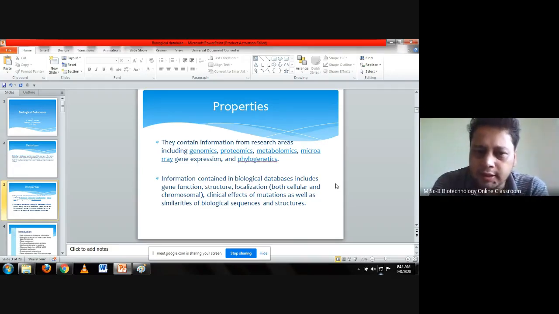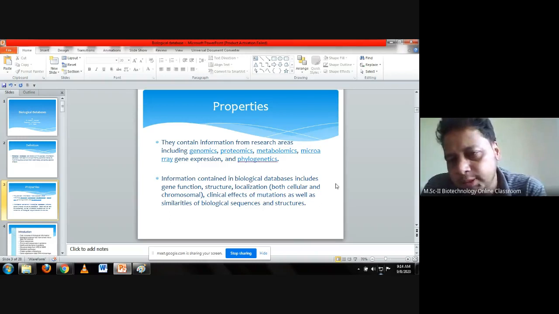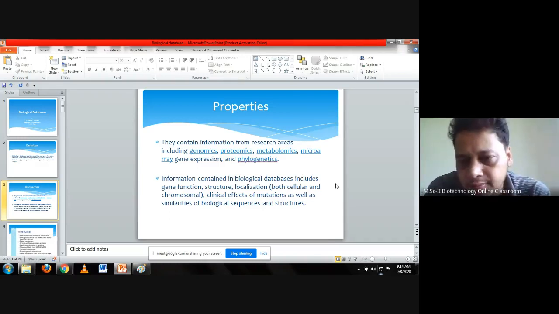Then microarray gene expression. If you are expressing a certain gene in different organisms, you will get clones. To study this comparative gene expression, microarray is used. And last is phylogenetics. Phylogenetics is the resemblance or closeness between two species, how close or how distinct they are. From phylogeny you can know this.